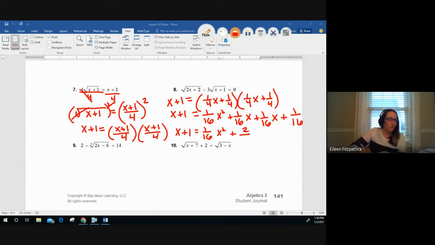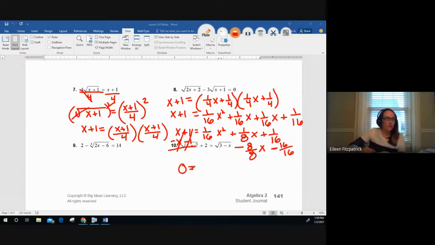So 2/16, 1/8. That's what I meant to write. 1/8 x, and then plus 1/16. Again, this is quadratic, so I want to set it equal to 0. So I want to subtract an x and subtract a 1, both at the same time. Subtracting an x is the same thing as subtracting an 8/8 x, because 8/8 is just a 1. Minus a 1 or minus a 16/16, just so I have common denominators.